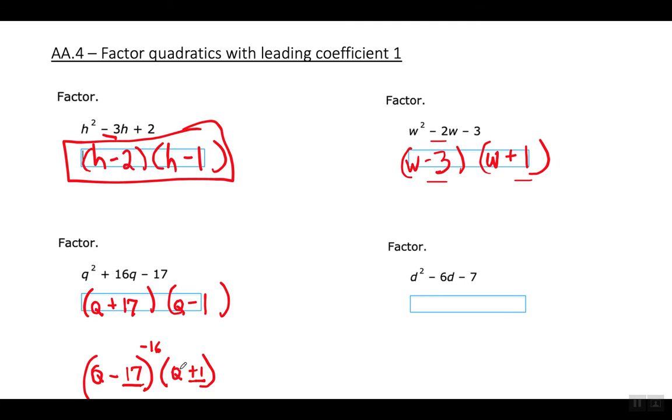If I would have written this, which is incorrect, the sum would have given me negative 16, and that doesn't work. I need the sum to give me positive 16. So that's why I'm telling you that you got to make sure that to put the signs with the correct number.